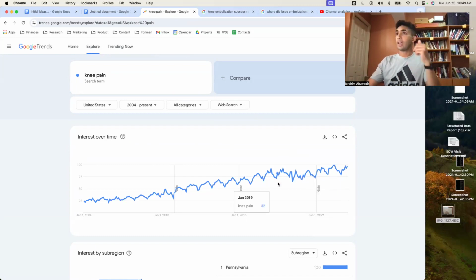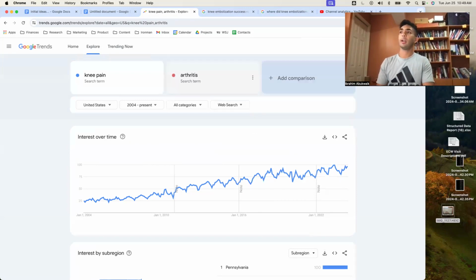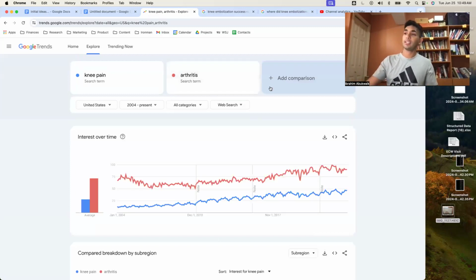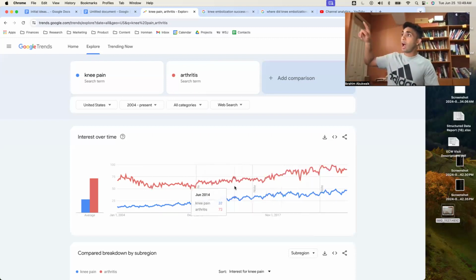So, okay, that's check number one, right? So maybe I might want to compare this to arthritis as a search term. What's going on with arthritis? Okay, so here's another one, right? I can see knee pain is going up. Arthritis kind of went down a little bit, but generally speaking, if we look at from here to here, which is still like 14 years, it's another problem that's increasing.